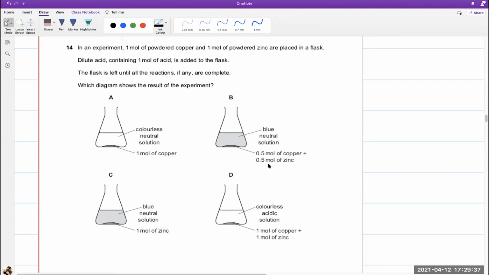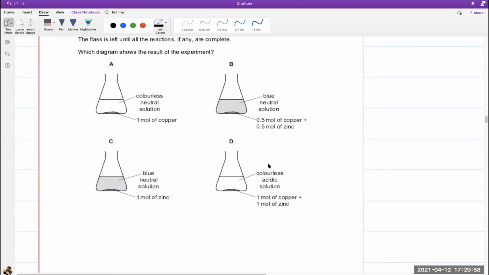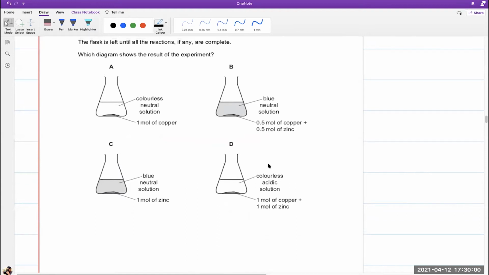Okay? So we have copper, it will remain as it is, 1 mole will remain, nothing will happen to it. And zinc is going to replace the acid that you have, and it's going to form a neutral salt, and it will be colorless. So it's going to be A. There's one thing that's produced that they haven't shown. It's going to be hydrogen gas, which goes away.